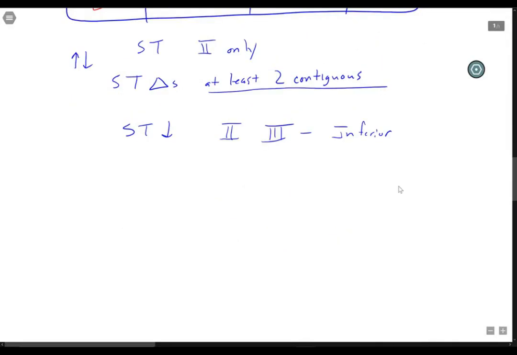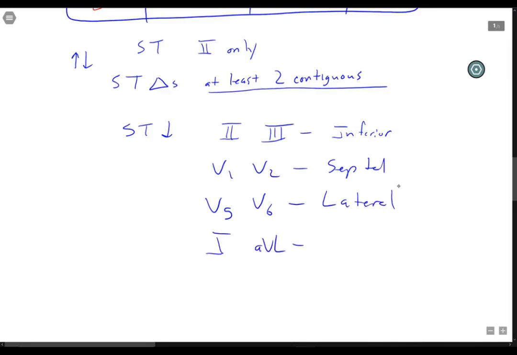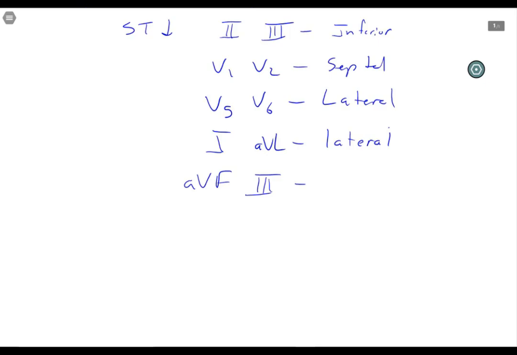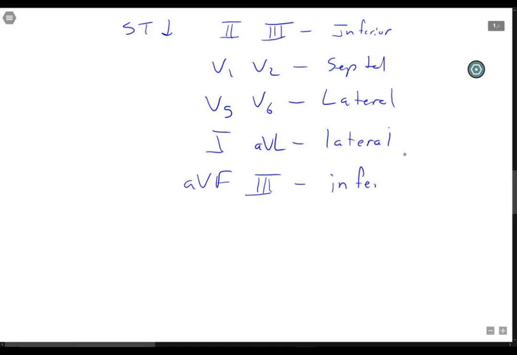All right. So based on that premise, what if we saw it in V1 and V2? Well, that's septal. The septal portion of the heart is ischemic. If it was V5 and V6, that would be lateral. What if we only saw them in 1 and AVL? Well, it's still lateral. And if we saw it in AVF, you can pause this anytime and give this a chance. If you saw ST depression in leads AVF and lead 3, what do you think it is? It's inferior. The inferior aspect of the heart is ischemic.